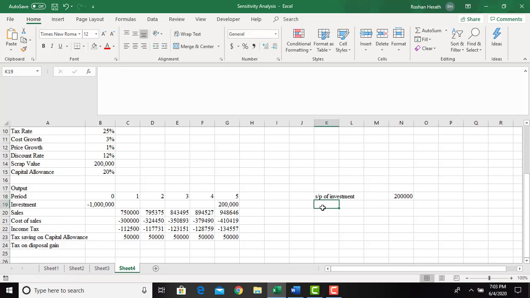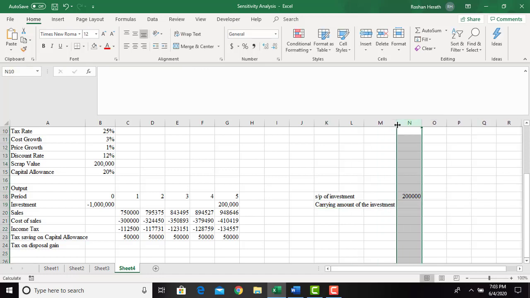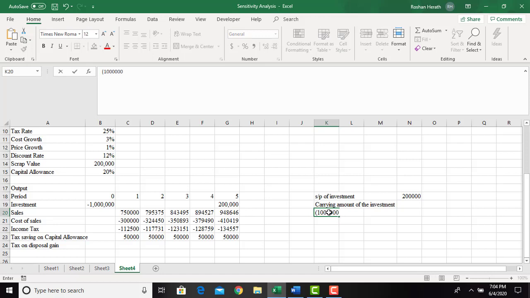Then if you look at the carrying amount of this particular investment, you need to figure out the carrying amount of the investment at the end of the period. You could see that the carrying amount comes as, initially you bought it for 1 million, it could be a kind of machinery item, minus depreciation per annum. So how much is the depreciation per annum?